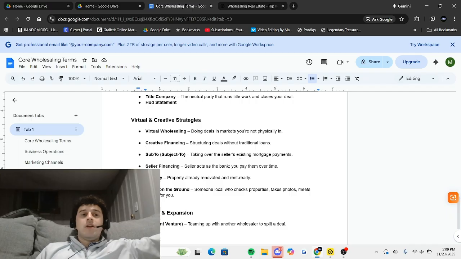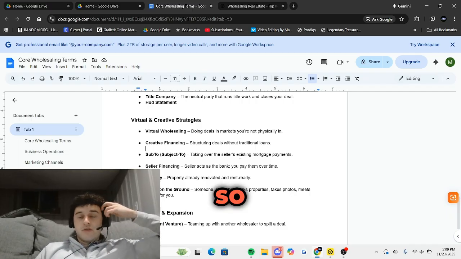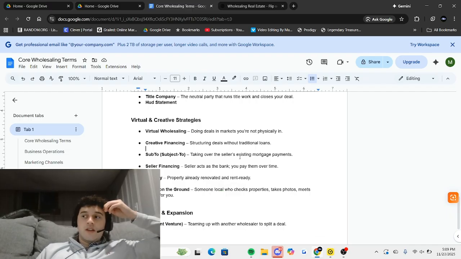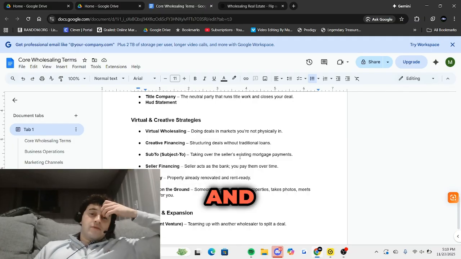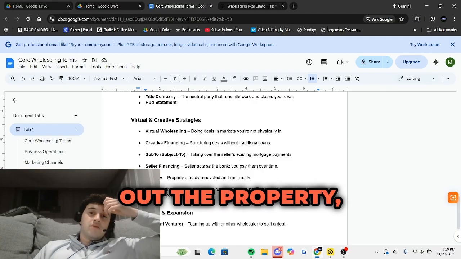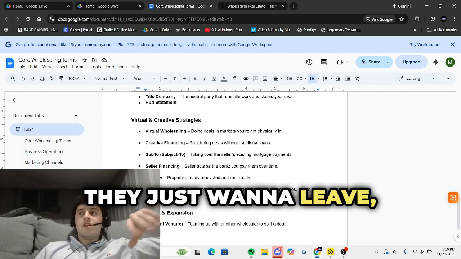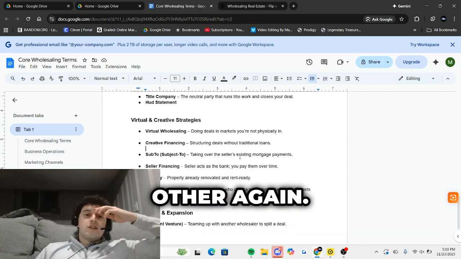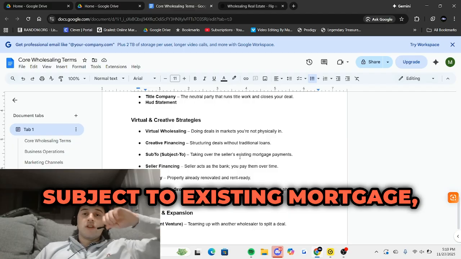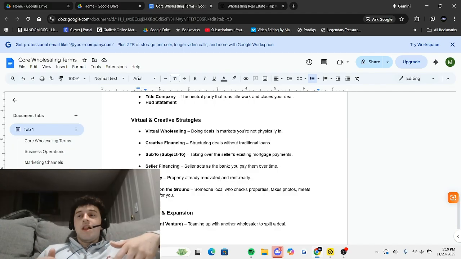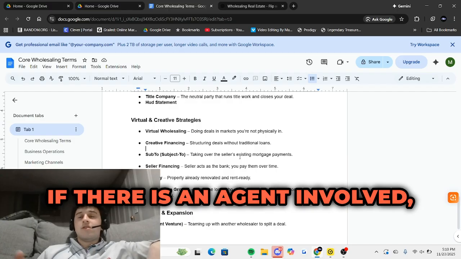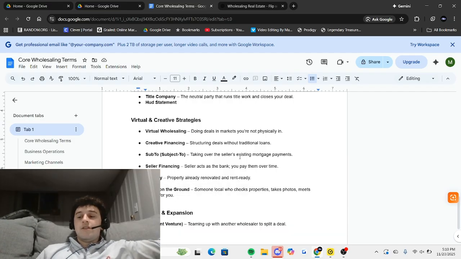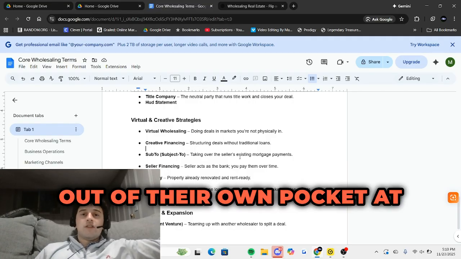So when they divorce, they have to sell the property, and they're just trying to get out of the property. Both parties, they just want to leave. They don't want to see each other again. So you can basically, subject to the existing mortgage, take over their debt, and you can cover closing costs for them and agent commissions if there is an agent involved, and they don't have to pay anything out of their own pocket at the closing table.